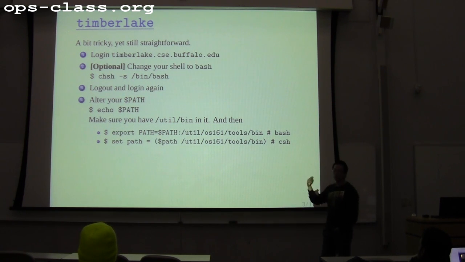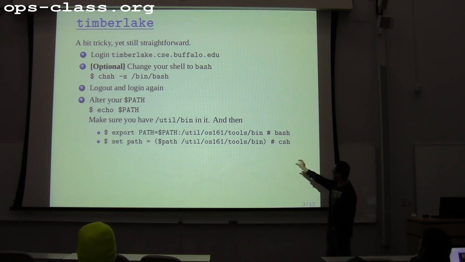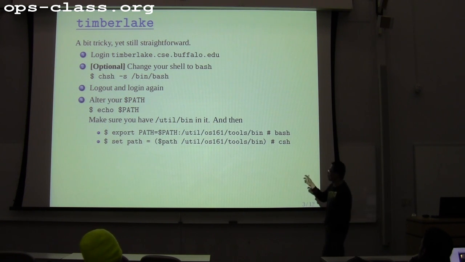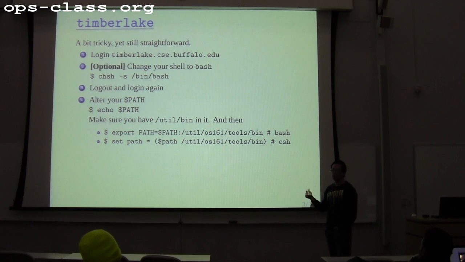YouTube/bin in it. You should have it by default. Then append this path to your path environment variable. It's basically /YouTube/OS161/bin. Here are different ways to do it. You can do it using bash, which is the export command, or in the default CSH, which is set path. Either way, you get the idea of what we need to do here. It's just to append this value to the path variable so the system knows where the tools are.